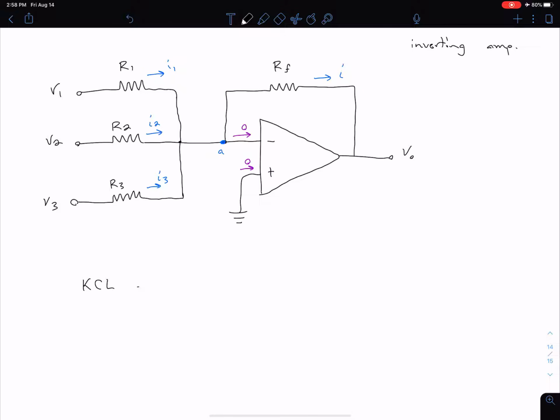So let's do KCL, Kirchhoff's current law, at node A. What we get from that is I1 plus I2 plus I3, those are all of our currents coming in, equals our current coming out, which is I. We know this because we have zero current into an ideal op-amp.